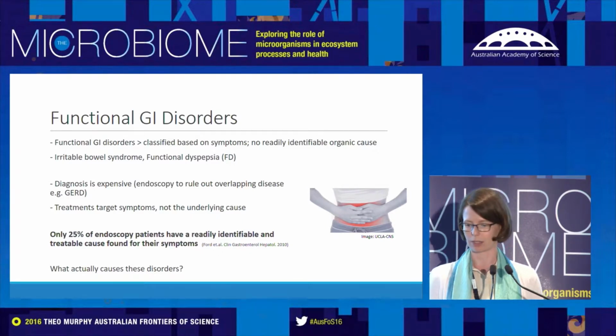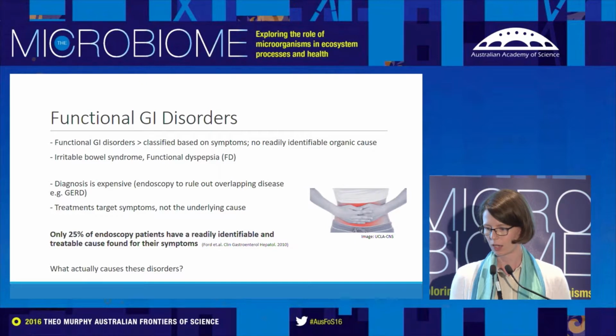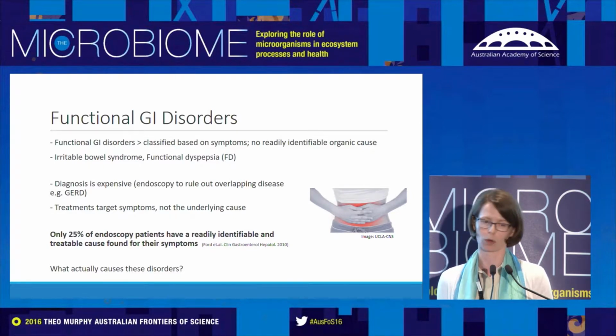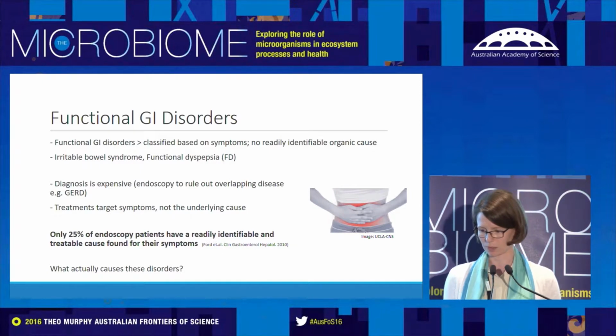Okay, so that was a bit in general about this area, but what about how this relates to particular diseases? One of the things that we're interested in in our group are the so-called functional GI disorders. These are disorders that are classified based on symptoms. They don't have an obvious organic cause or obvious inflammation, say like Crohn's disease does. The typical examples are irritable bowel syndrome and functional dyspepsia, which is a more upper GI type symptom.